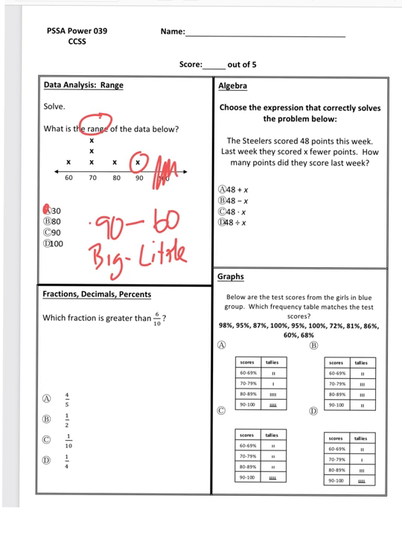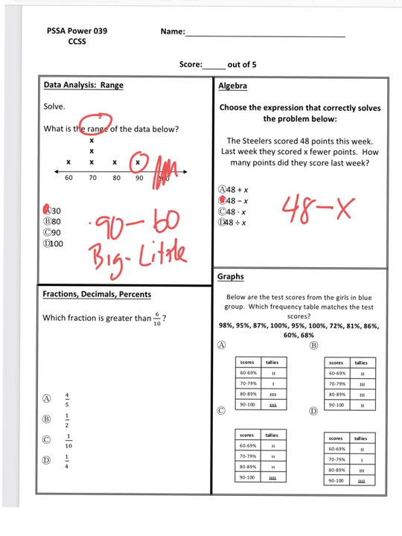In the second problem, you have to choose the correct expression for this problem. It says the Steelers scored 48 points this week. Last week they scored X fewer points. How many points did they score last week? Well, if they scored 48 points this week, and last week they scored X fewer, that means they scored X less, which is 48 minus X, which is B. If you had it, give yourself a C.